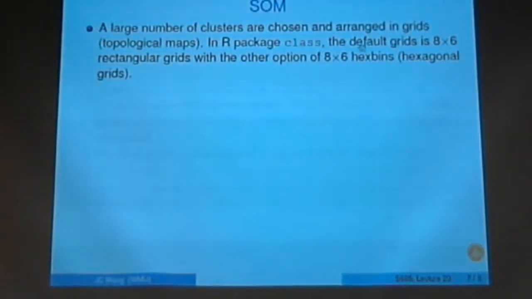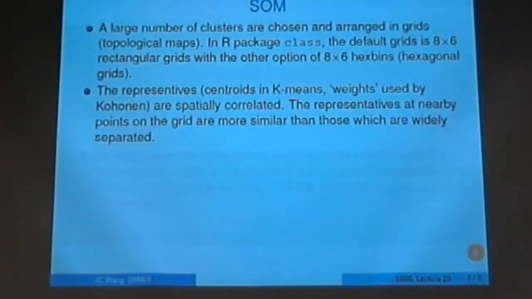And in our package class, the default grid is an 8 by 6 rectangular grid, with 8 horizontally and 6 vertically. And you can also choose hexagonal grids as well. That's another option, 8 by 6 hex bins. So it's another choice.